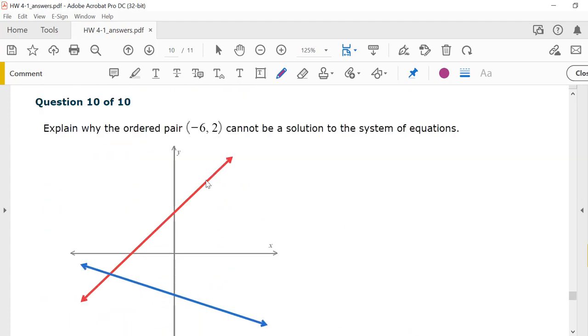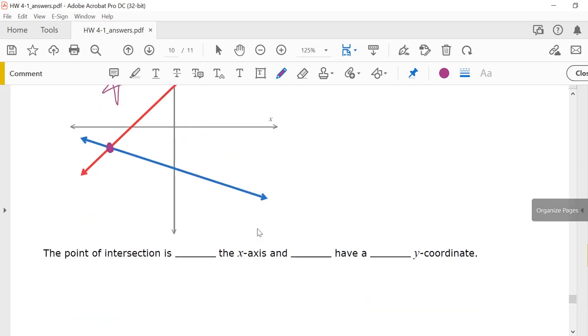Last one. Explain why the ordered pair negative 6, 2 cannot be a solution to the system of equations. Okay, where is this point? Negative 6, 2. Regardless of what the scale is, it would be up in this quadrant. It's quadrant 2. But the solution to this system is down here in the third quadrant. So let's go see what the answer choices are.